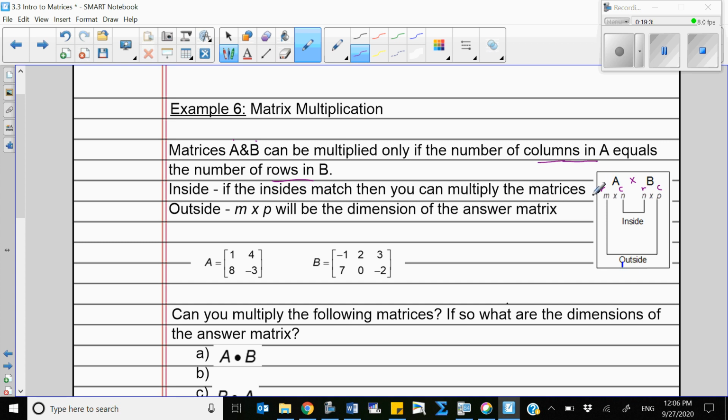So if I want to multiply A by B, the number of the columns in A, the first one, should be equal to the number of the rows in the second one. So these two should be equal to each other. If the insides match, then you are able to multiply the two matrices. Now, as you multiply, the final product is going to have these dimensions, m by p. So m by p will be the dimension of the answer matrix.